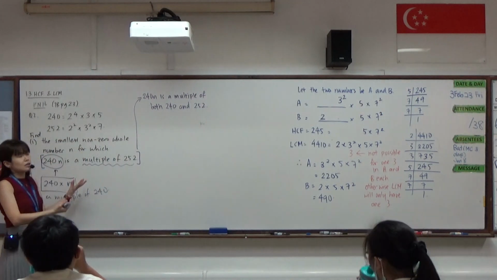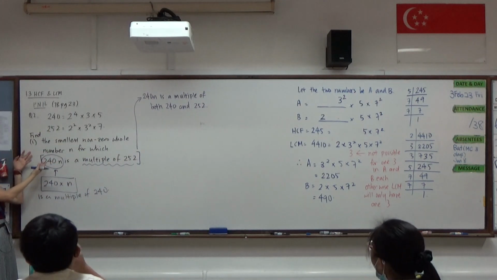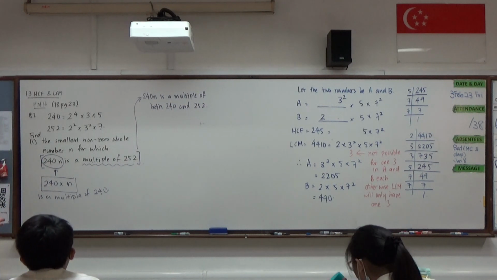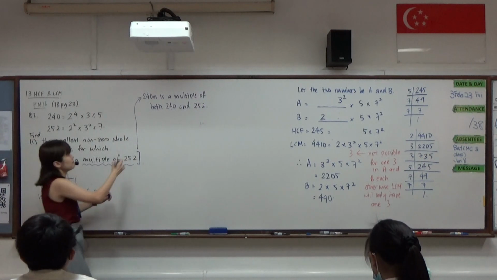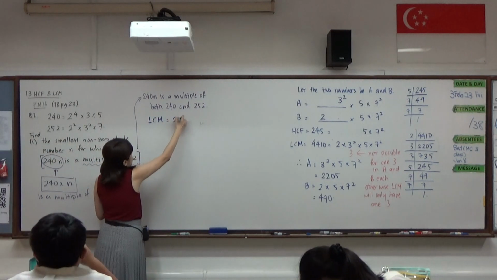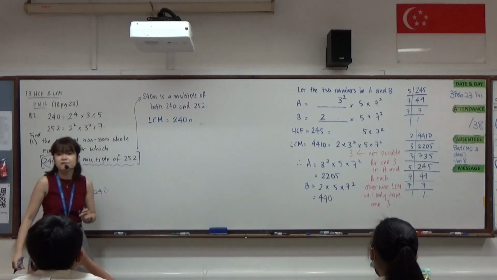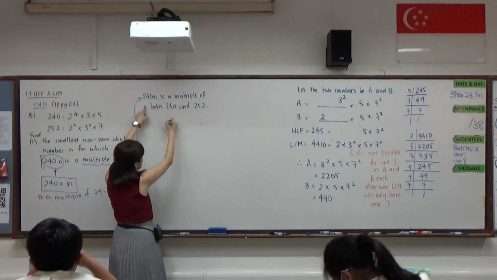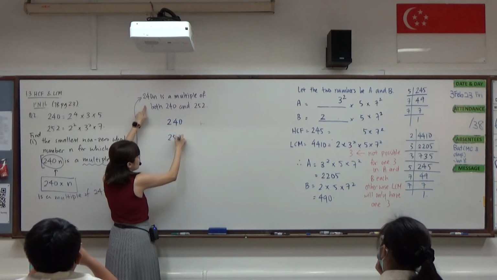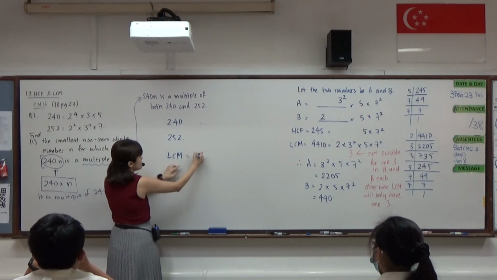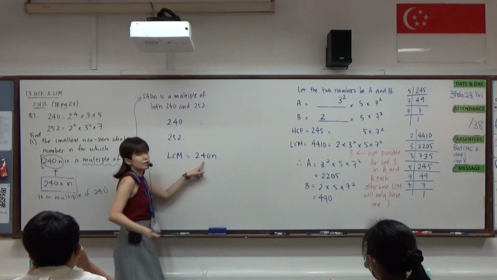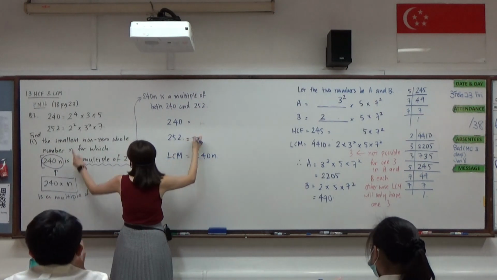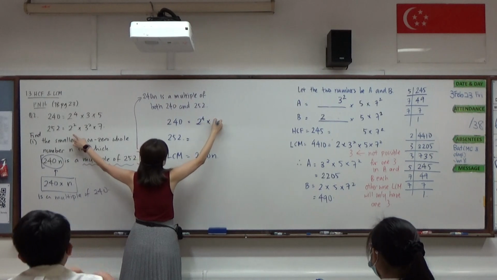So naturally, what the question is trying to ask you is to find out what the lowest common multiple is first. And this lowest common multiple is supposed to be 240n. So with this idea, we are looking at the numbers 240 and 252 such that the lowest common multiple is what we call 240n, and 240 and 252 already have it.